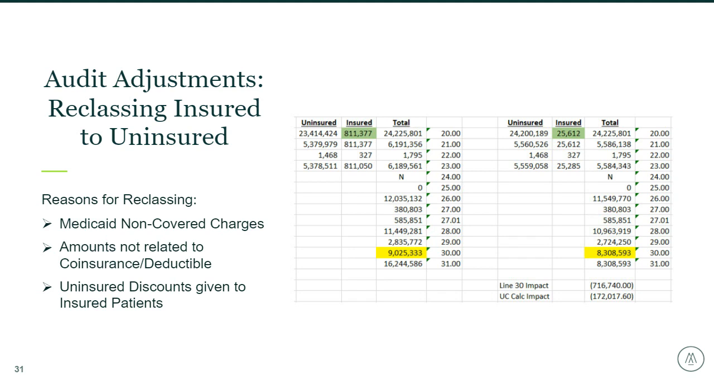Another reason there could be a swing from insured to uninsured is we have seen providers granting uninsured discounts for insured patients based on their written financial assistance policy. Instead of reporting those as column 1 uninsured per the instructions, providers have reported those charges as insured. We've also seen where providers are reporting Medicaid non-cover charges as insured as they classify Medicaid as an insurance. Medicaid non-cover charges per the S-10 instructions are to be reported in column 1, uninsured.